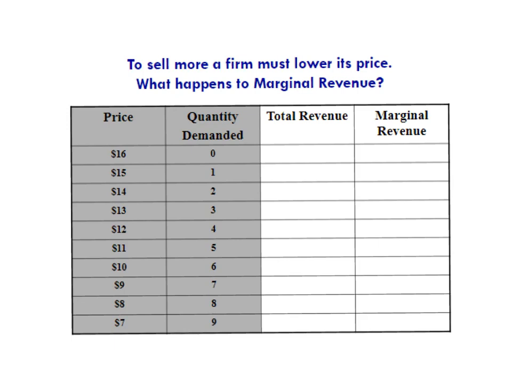Okay, next slide. Hopefully you have the notes and are able to do this alongside me. Remember that in order for a firm to sell more in a monopoly, it must lower its price. So we're going to see what happens to total revenue. First, let's calculate total revenue. We'll put little dashes there.